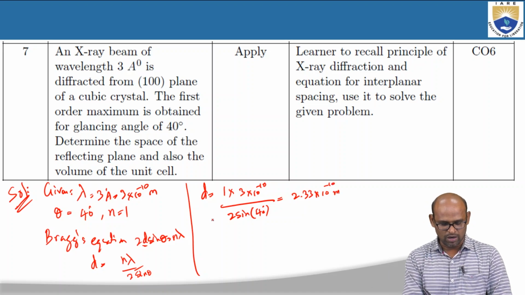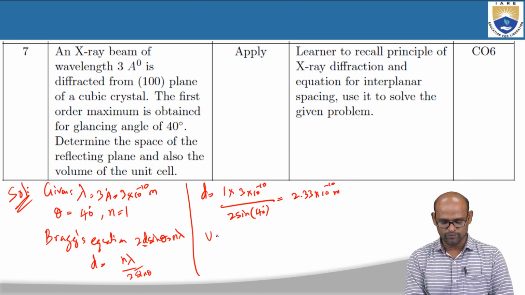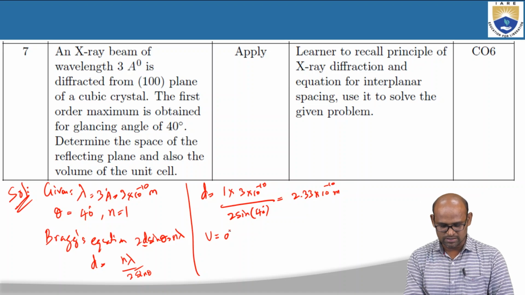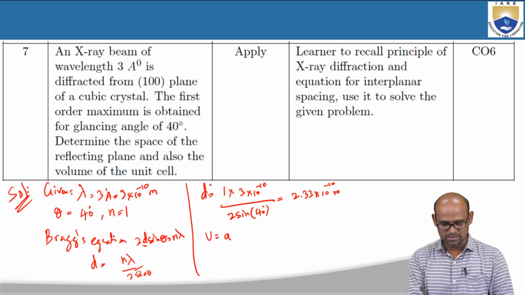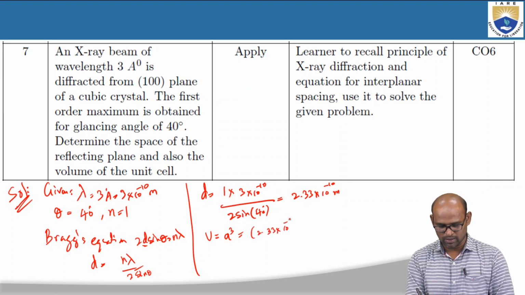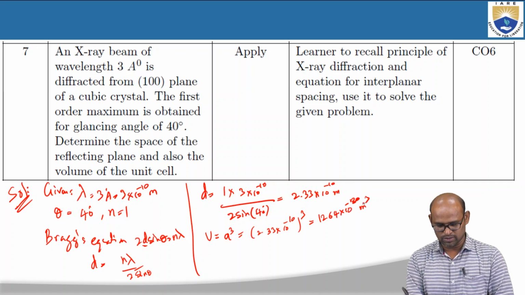Then we need to calculate the volume of the cubic unit cell. The volume of the cubic unit cell is a cube, so we can calculate it as d cube from this. So that is 2.33 into 10 power minus 10 whole cube. So that is 12.64 into 10 power minus 30 meter cube.